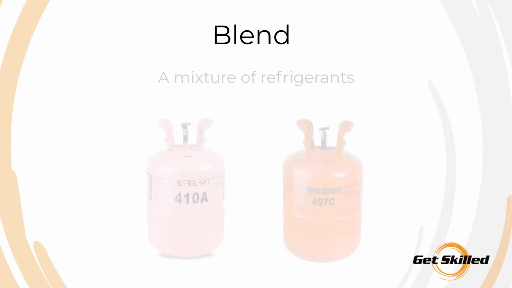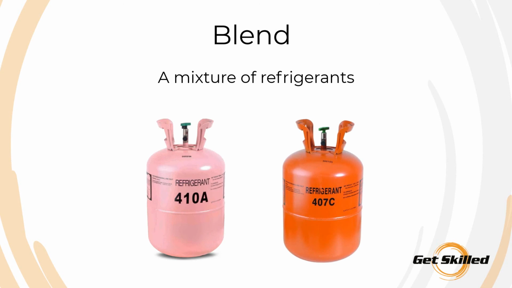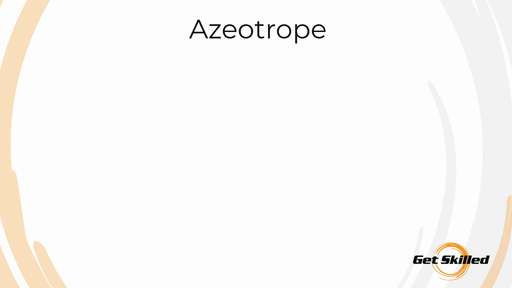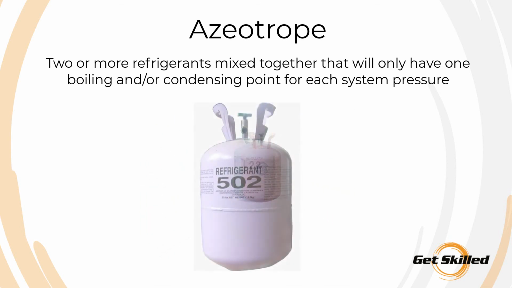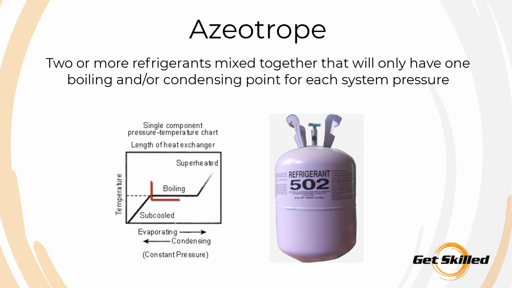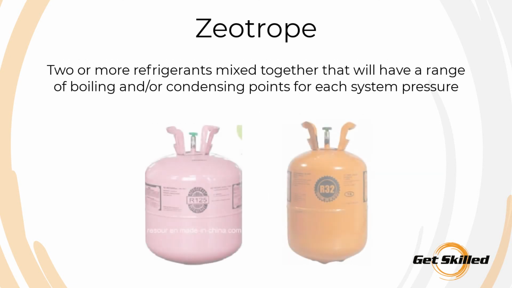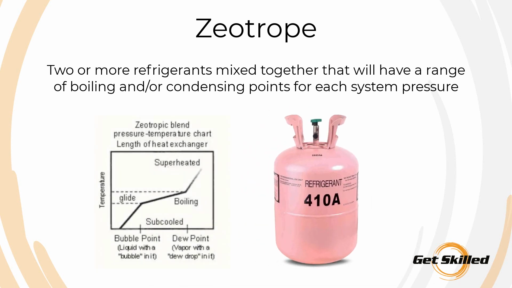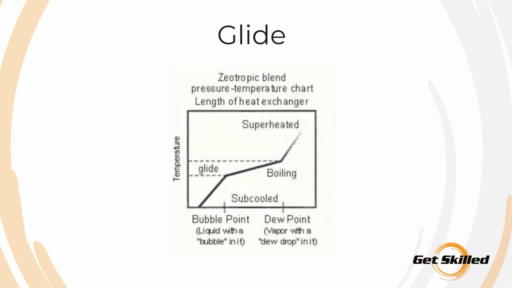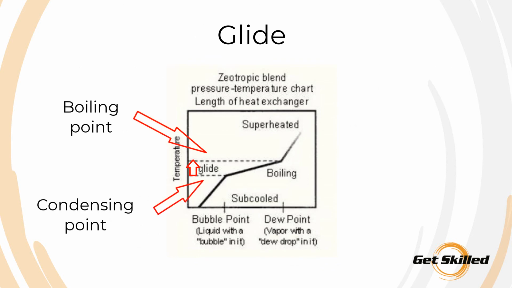To summarize, a blend is a mixture of refrigerants. An azeotrope is two or more refrigerants mixed together that will only have one boiling and/or condensing point for each system pressure. A zeotrope is two or more refrigerants mixed together that will have a range of boiling and/or condensing points for each system pressure. Glide is the difference between the boiling and condensing points of the refrigerant.